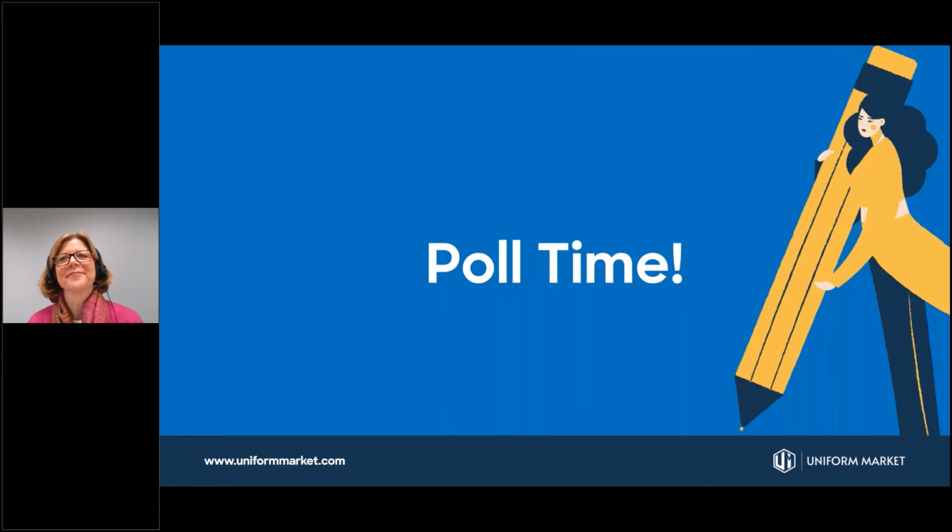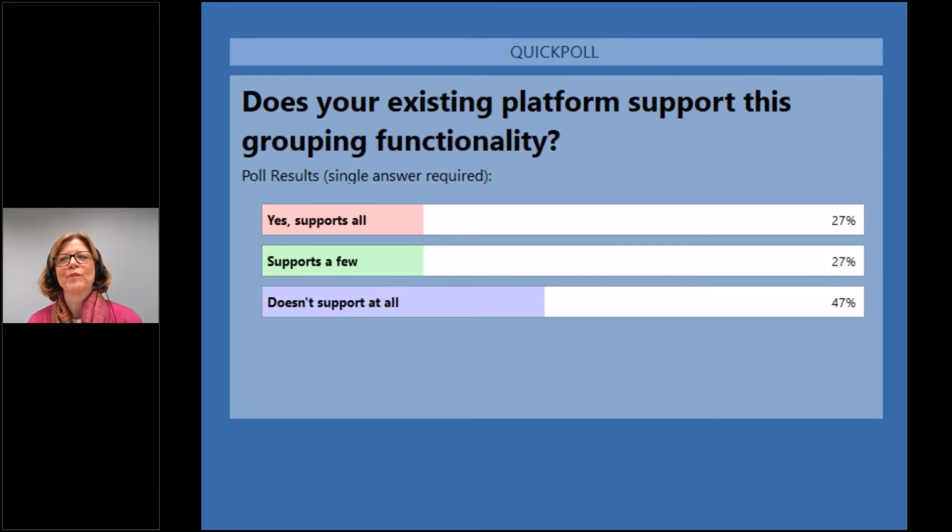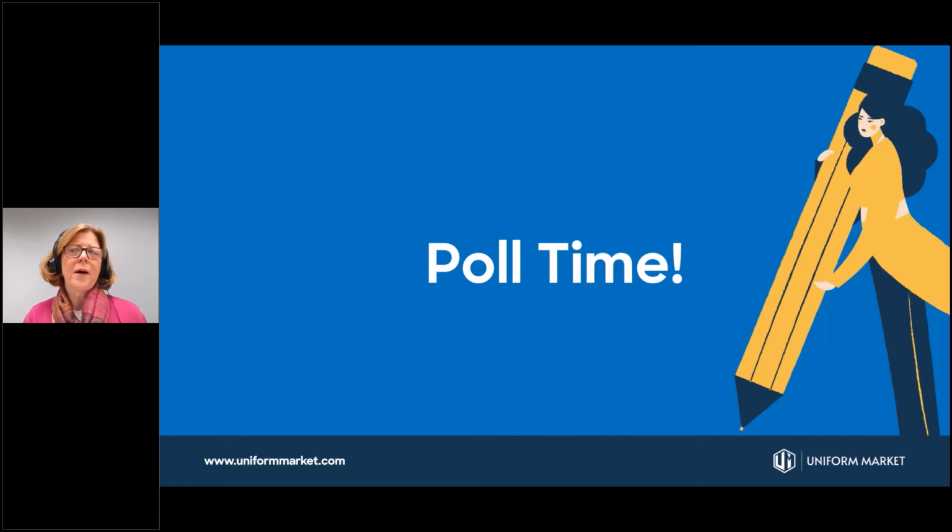Okay, so let's take a look at what our results are. Kind of more or less what I expected. Looks like doesn't support at all is the majority, with 47% saying that there is no support at all for them, and then evenly split between they do support all of them or just a few, with 27% each. So kind of more or less what I was thinking. What do you think, Nancy? Yeah, I would say that's pretty standard right now as we're talking to retailers and distributors and manufacturers. It's about a 50-50 split on what they're able to offer, if they're offering anything.